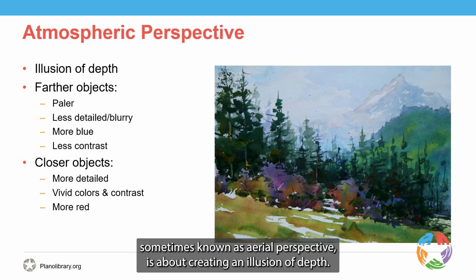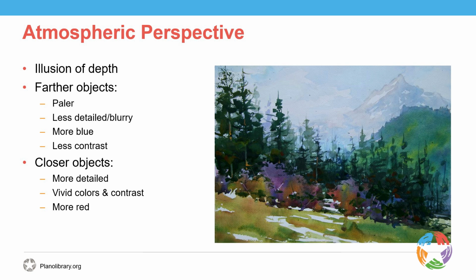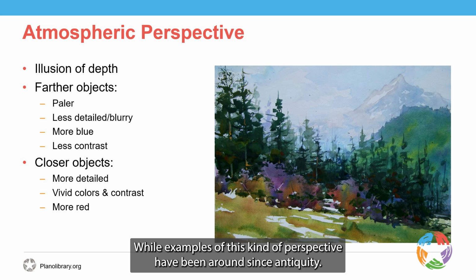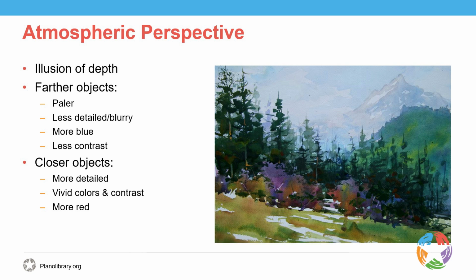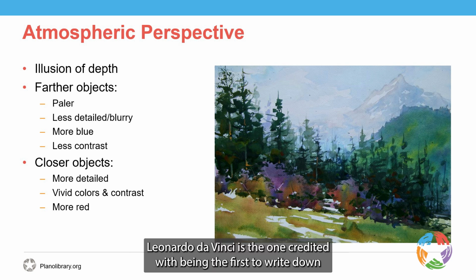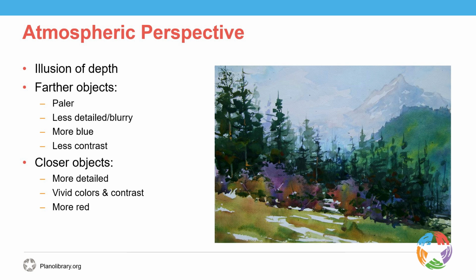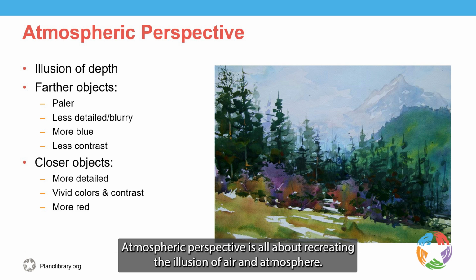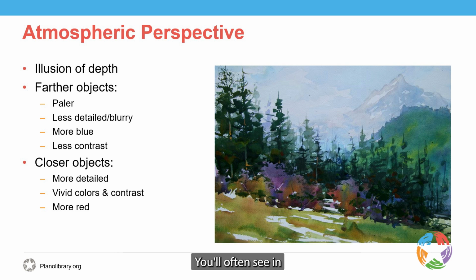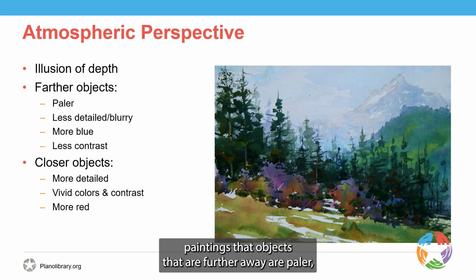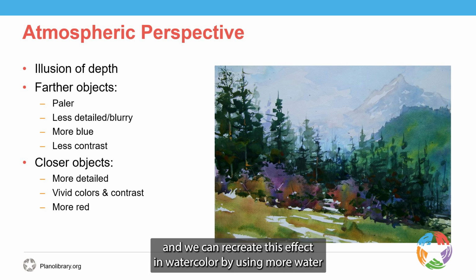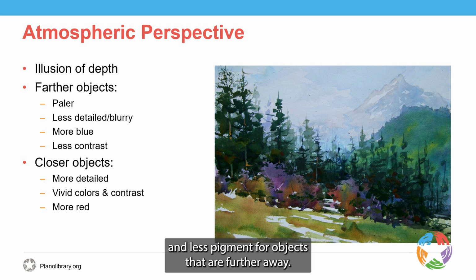Atmospheric perspective, sometimes known as aerial perspective, is about creating an illusion of depth. While examples of this kind of perspective have been around since antiquity, Leonardo da Vinci is the one credited with being the first to write down the principles of atmospheric perspective. Atmospheric perspective is all about recreating the illusion of air and atmosphere. You'll often see in paintings that objects that are further away are paler, and we can recreate this effect in watercolor by using more water and less pigment for objects that are further away.